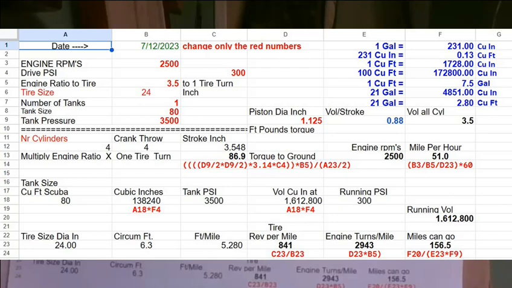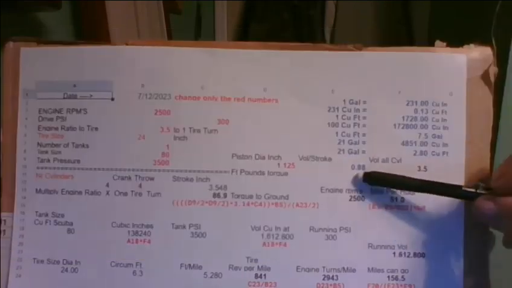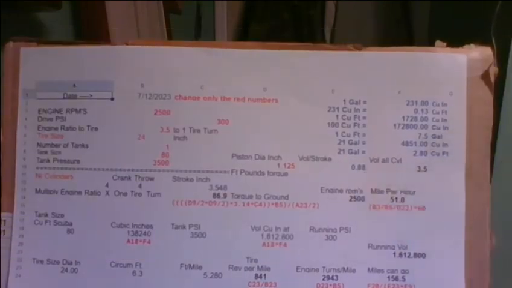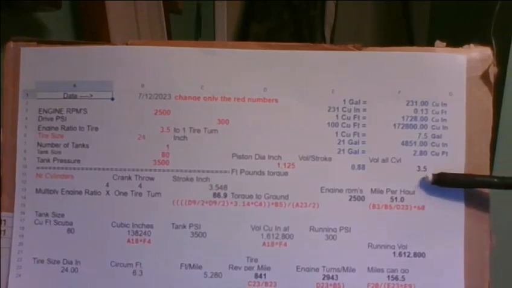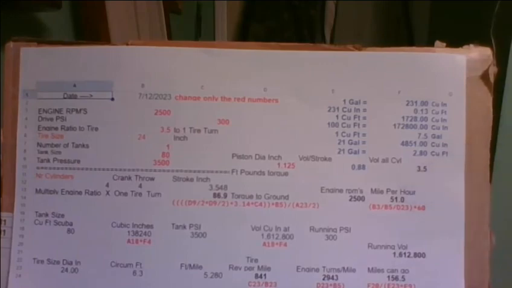It's a 4-cylinder, and it has an 1.125" piston diameter, and it has a 0.88" stroke on each cylinder. So a total volume of air is consumed on each complete revolution, 3.5 cubic inches at 300 psi.